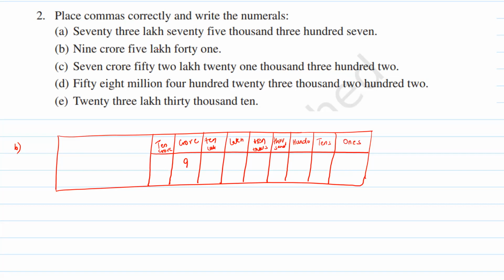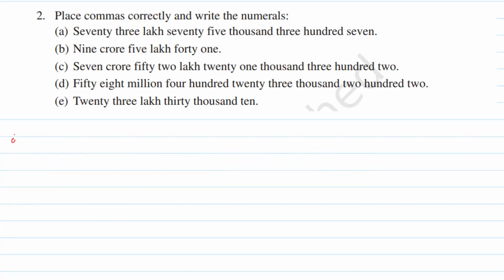So 9 crore 5 lakh. Now it is only given 5 lakh 41. Now all the remaining spaces will have zeros. So first of all, the numeral will be 905 00041. Now we will place commas after each period like this. This is the desired number.